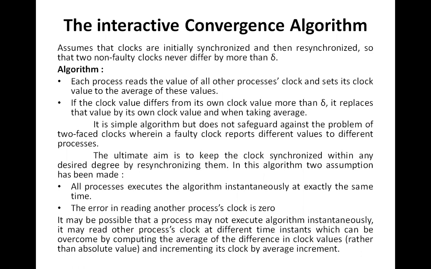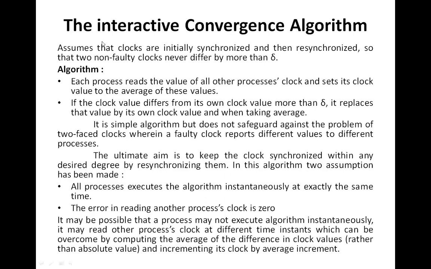Now, this algorithm assumes that the clocks are initially synchronized and they are resynchronized many times so that two non-faulty clocks never differ by more than delta. The delta is a small error. So assuming that all the clocks are initially synchronized, they are then resynchronized in such a manner that the clocks of two non-faulty processes never differ in value by more than delta, where delta is a small error considered in this particular case.